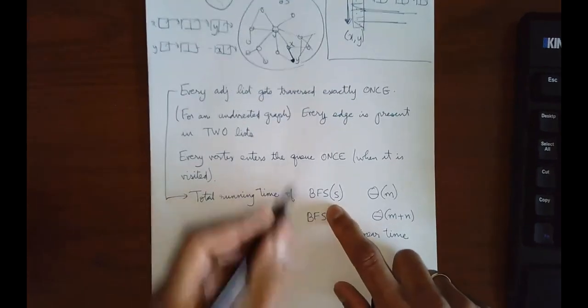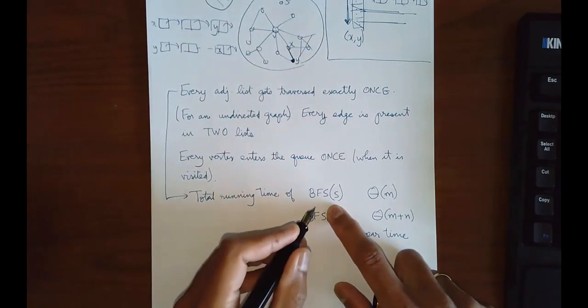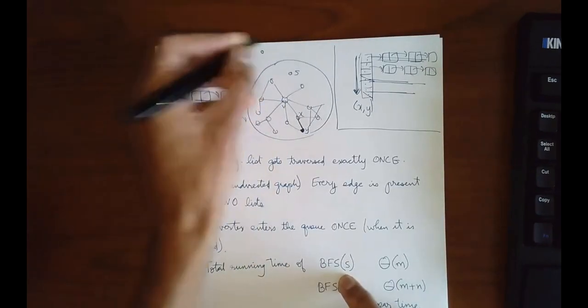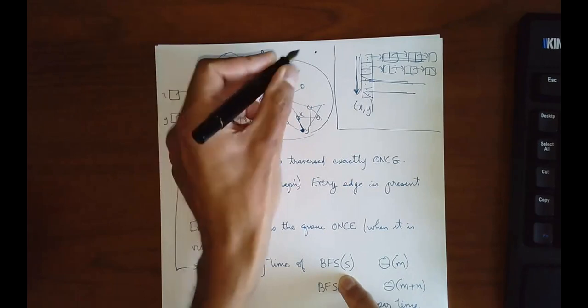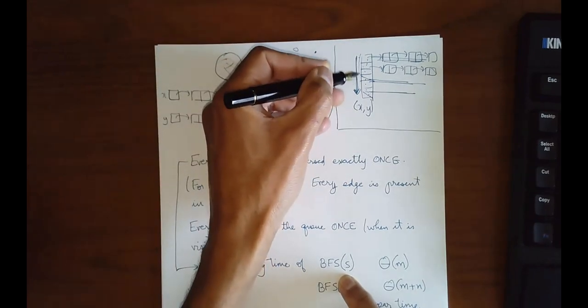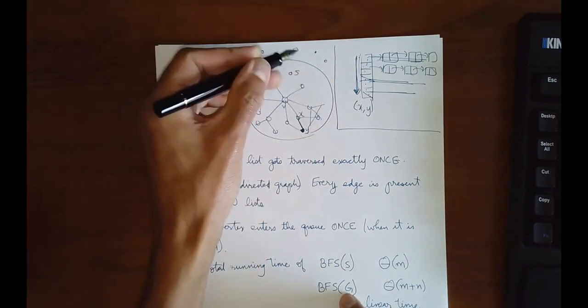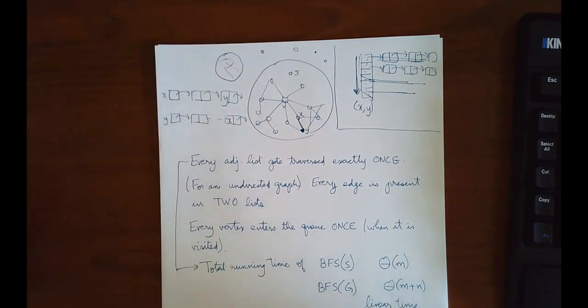But BFS of S will never visit an isolated vertex. If you start from a single point, let's say you start from S, you're never going to see these isolated vertices. But because BFS on the entire graph is going through a for loop, it's going to visit all of those vertices as well. Is that distinction clear?